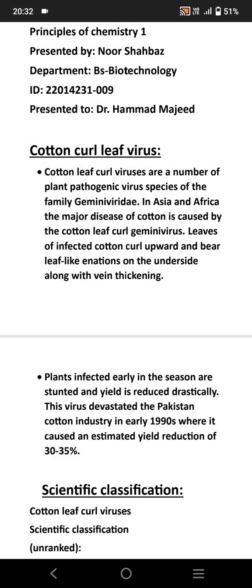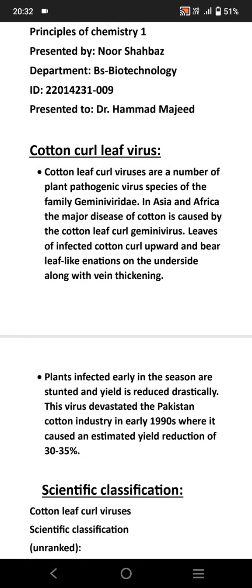What is cotton leaf curl virus? Cotton leaf curl viruses are a number of plant pathogenic virus species of the family Geminiviridae. In Asia and Africa, the major disease of cotton is caused by the cotton leaf curl Gemini virus. Leaves of infected cotton curl upward and bear leaf-like enations on the underside along with vein thickening.